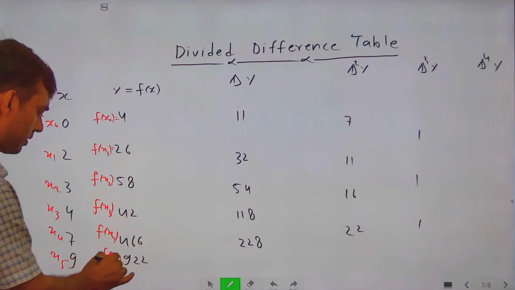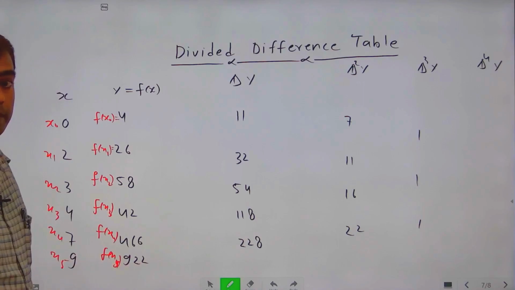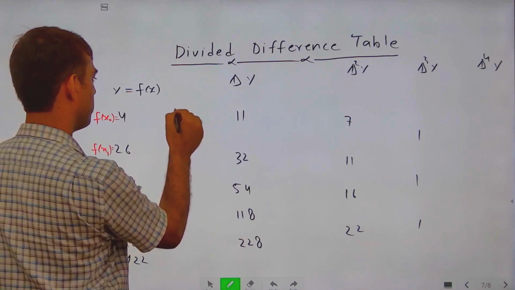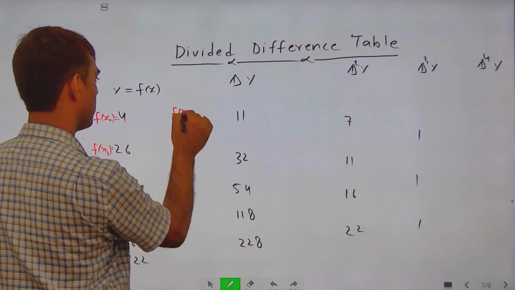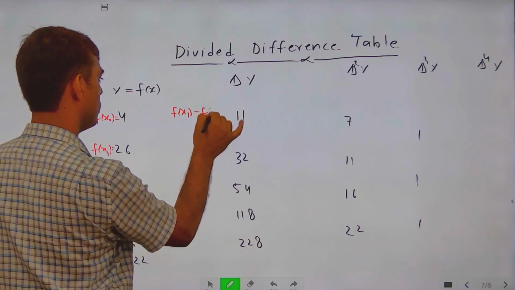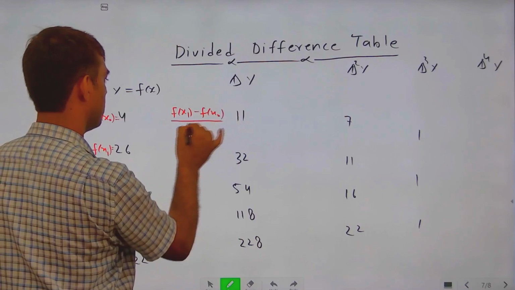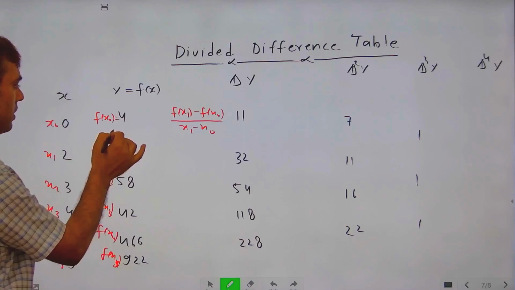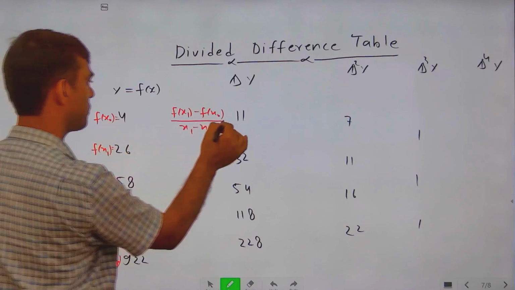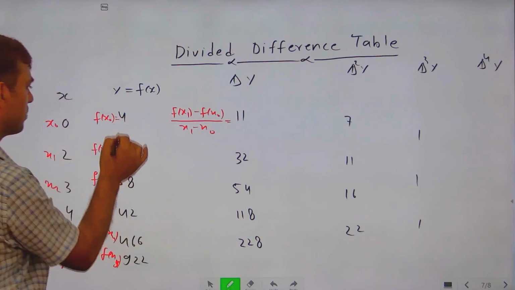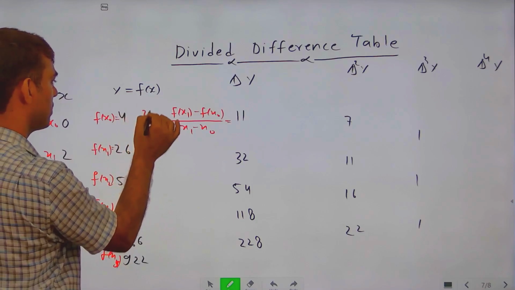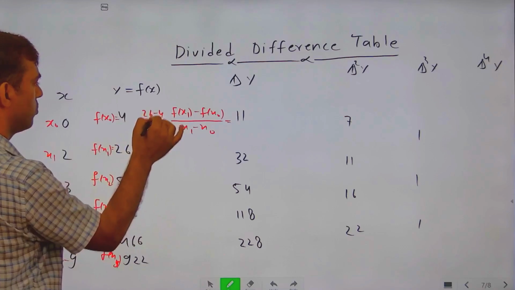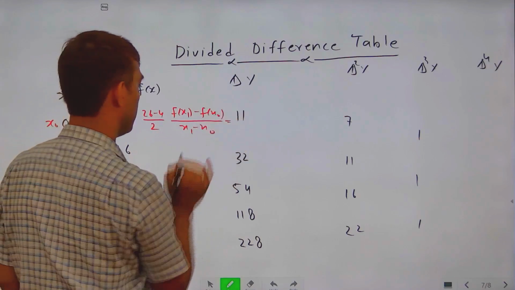How do we construct the divided difference table? This entry is equal to f(x1) minus f(x0) divided by x1 minus x0. So what is the value here? 26 minus 4 divided by 2 minus 0, which is 22 by 2, and this becomes 11.